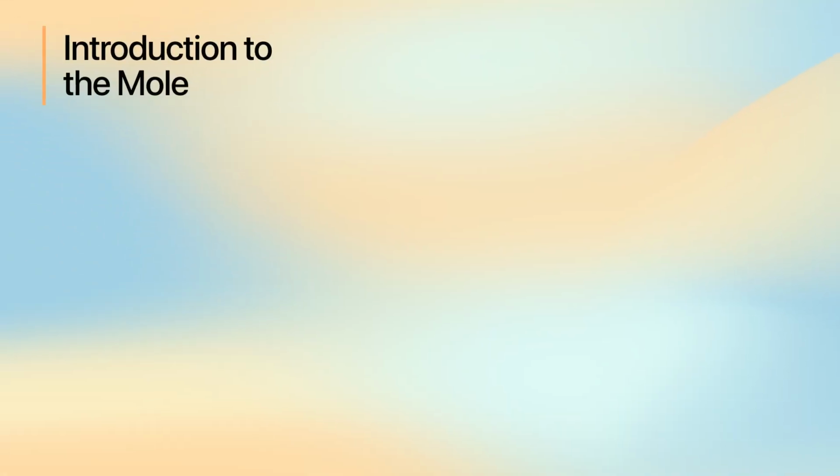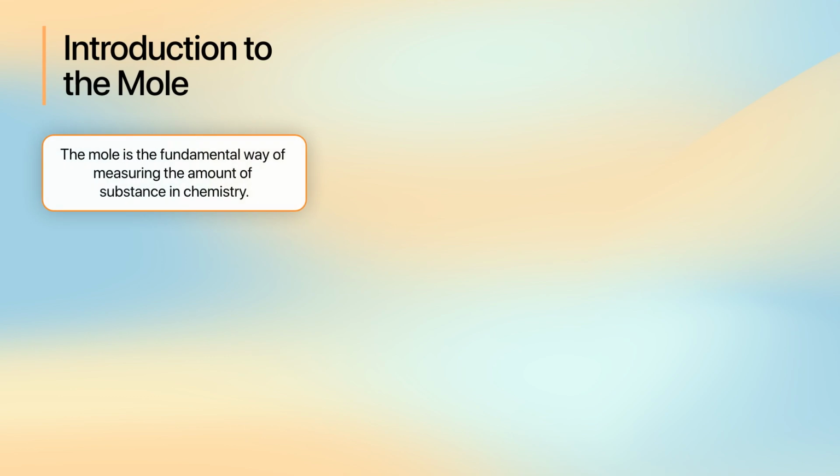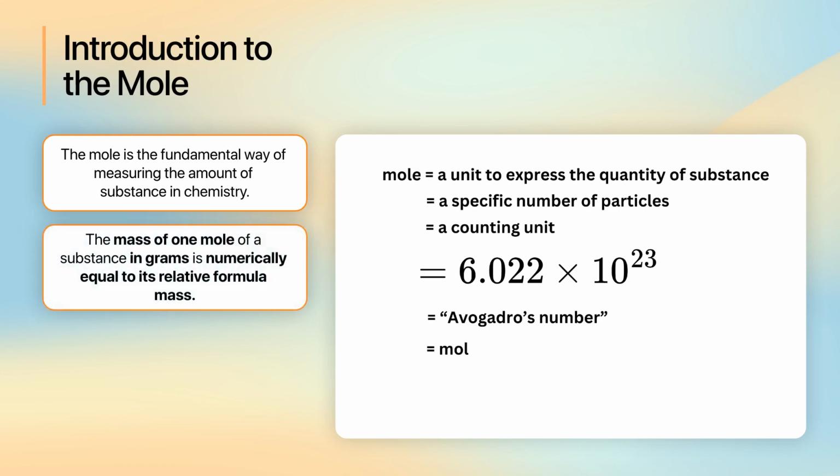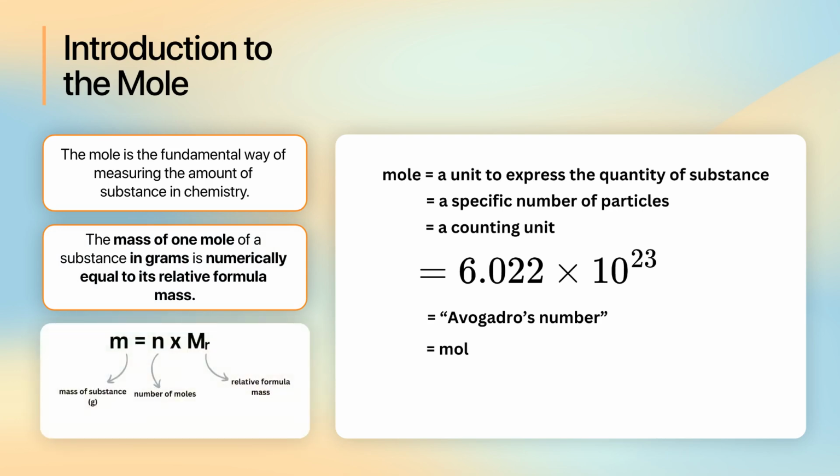In today's lesson, we delved into the concept of the mole as a fundamental way of measuring the amount of substance in chemistry. We began by understanding that a mole is a specific quantity, defined as 6.02 times 10 to the power of 23 particles, which can be atoms, molecules, or ions. This number is known as Avogadro's constant. We then discussed the significance of the mole in relation to relative formula mass, and understood how to convert between the mass of a substance and the number of moles.